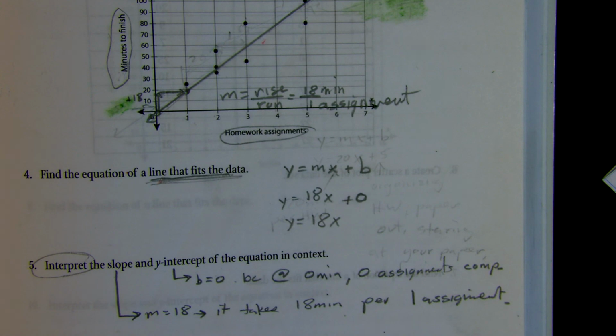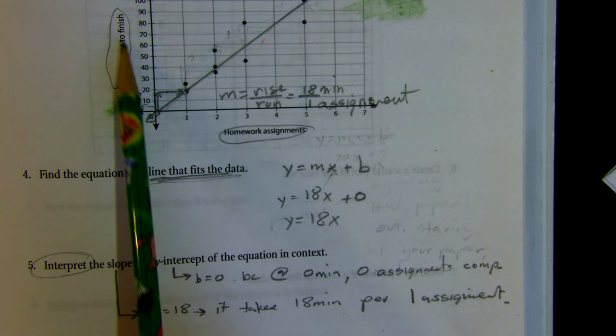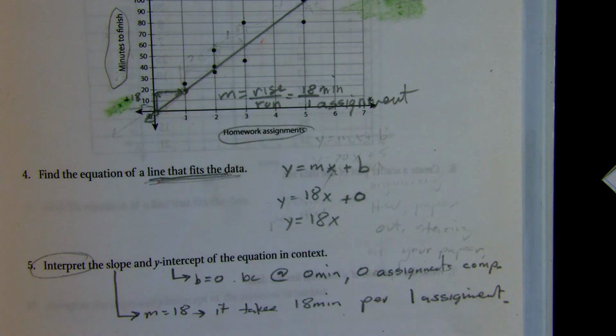So what the slope is talking about is you can think about it as the units. The rise is how many minutes change over the run, how many homework assignments you've done. And that reduces out, it tells you how much each homework assignment will take.